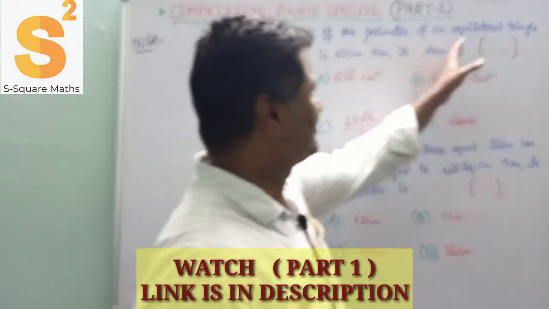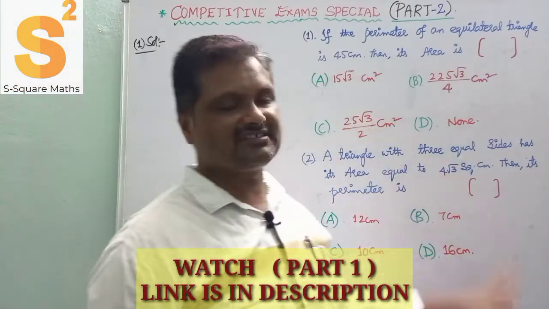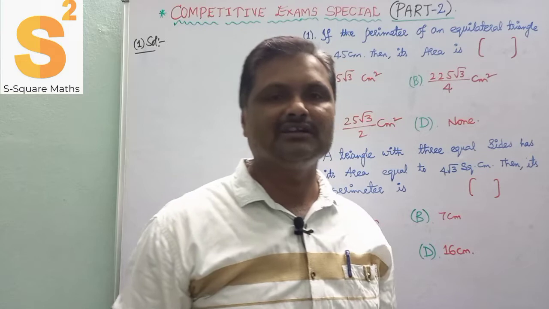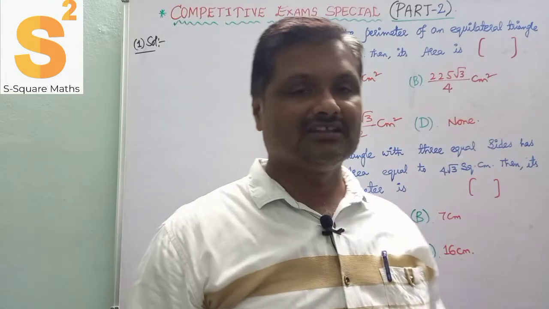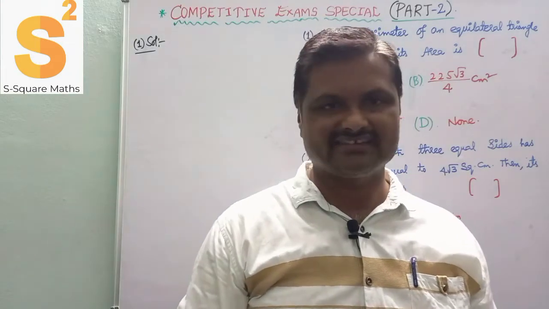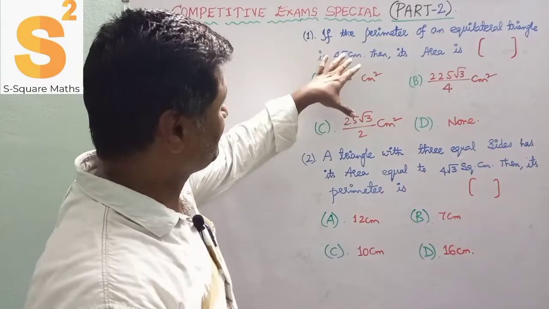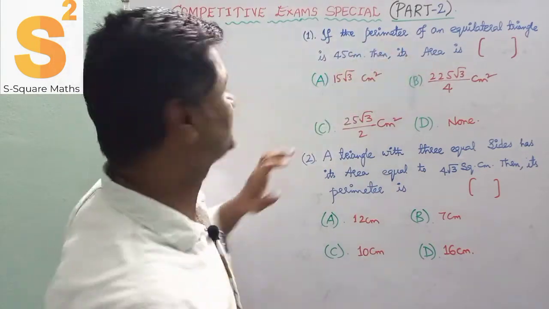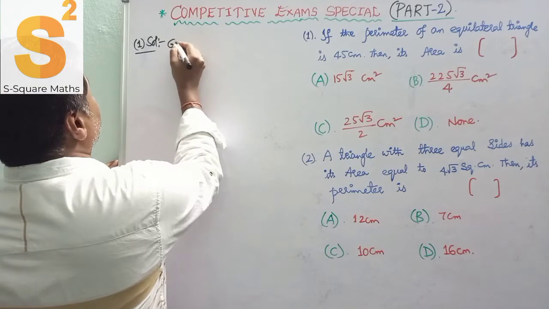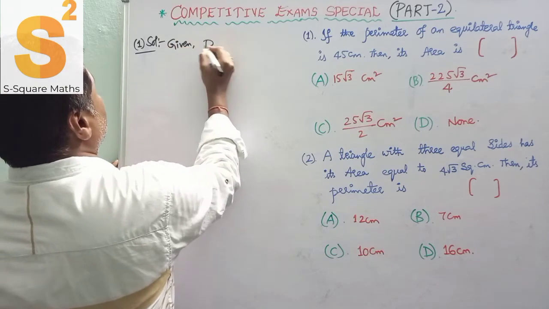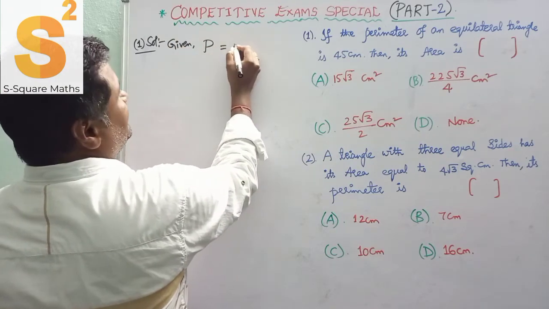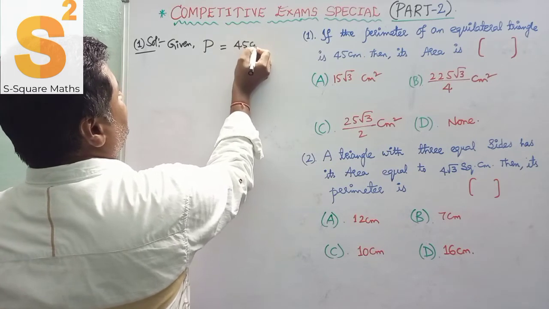If the perimeter of an equilateral triangle is given as 45 centimeters, then find its area. Equilateral triangle is nothing but a triangle in which all the three sides are equal and each angle is 60 degrees. So its perimeter is given, you have to find out its area. So given, perimeter of an equilateral triangle is 45 centimeters.